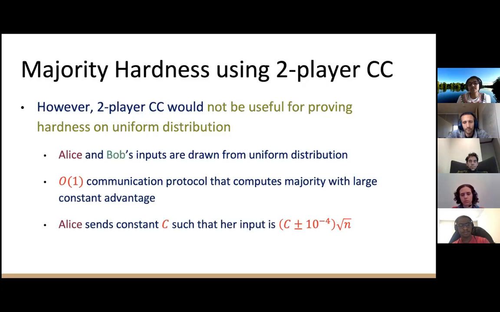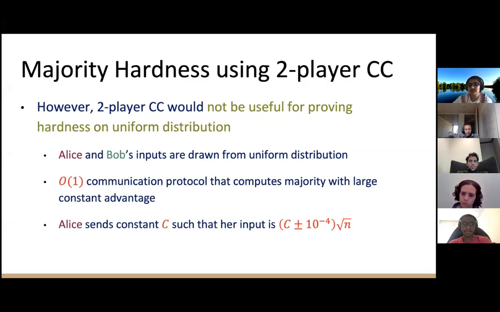Using this protocol, Bob will be able to compute the sum of x1 to xn, with high probability over the distribution, within an additive factor of 10 to the minus 4 times square root n. With such an approximation of the count, he is able to compute the majority with high probability over the uniform distribution. So such two-player communication complexity can only give us an order omega 1 memory lower bound on computing majority on the uniform distribution.